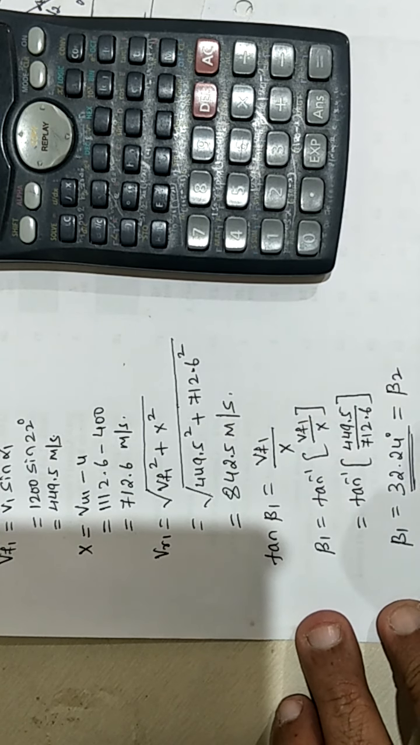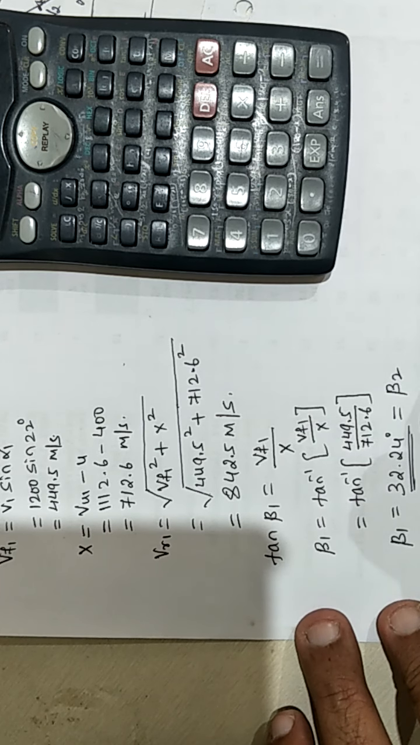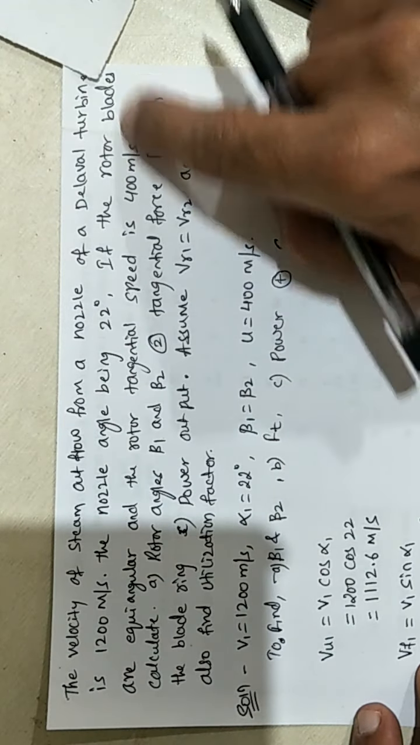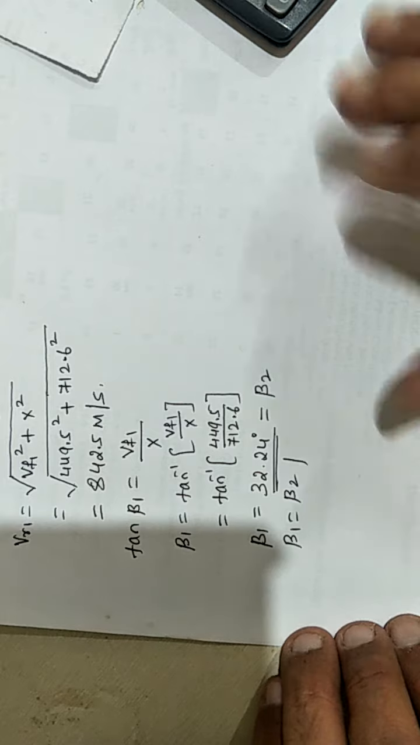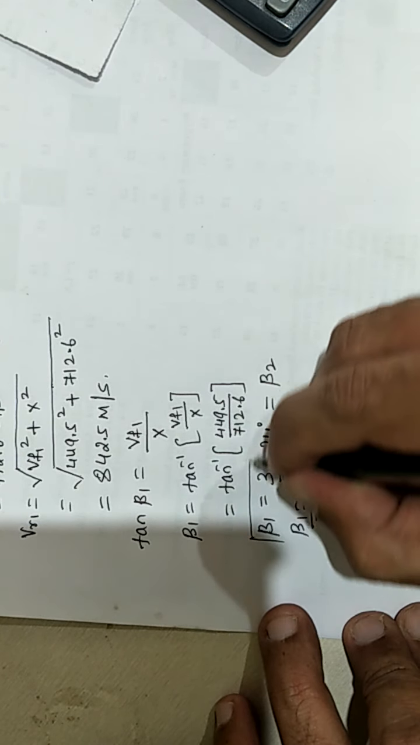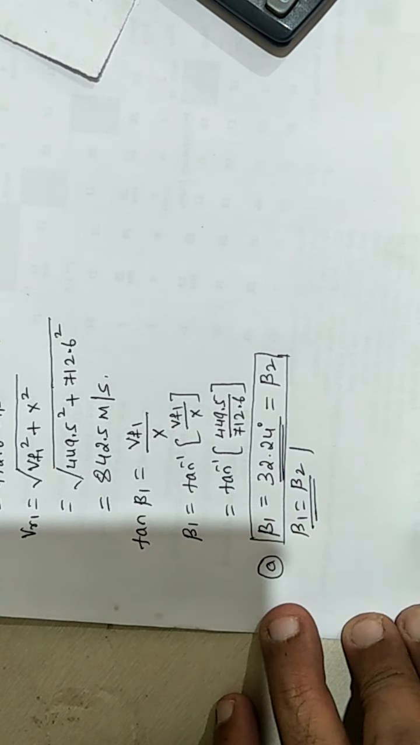This is equal to beta 2, because beta 1 is equal to beta 2. Both rotor blades are equiangular here, as you can see in the problem statement. That's why we have taken beta 1 equal to beta 2. So this is the first answer that we have calculated, right?